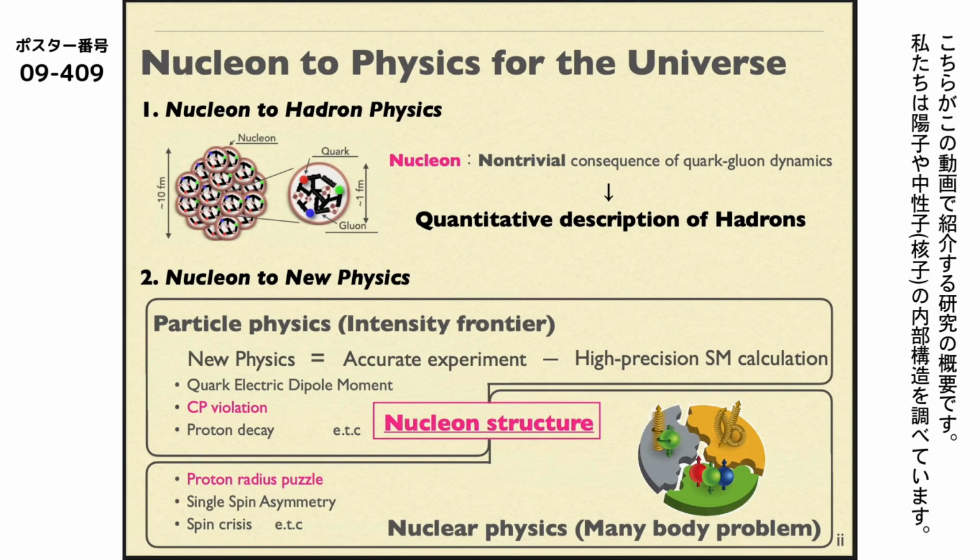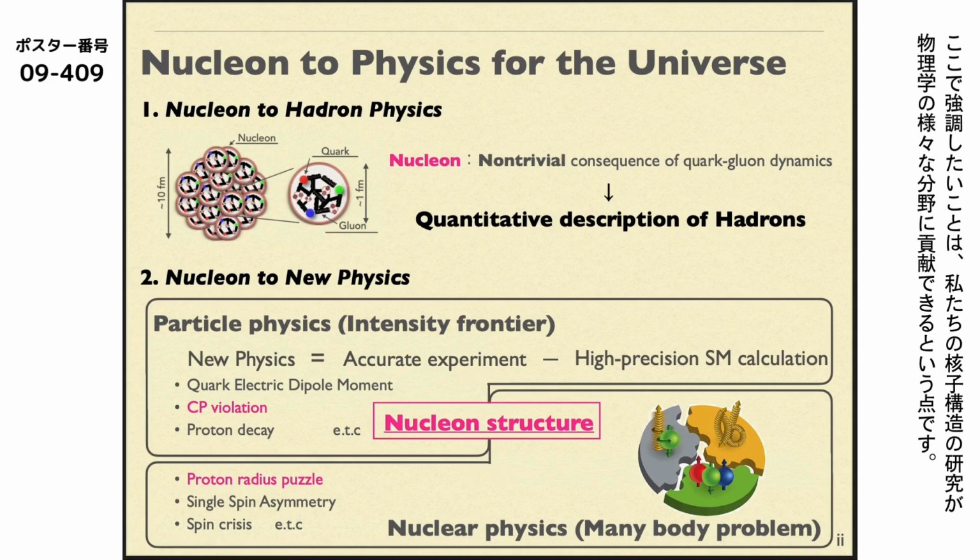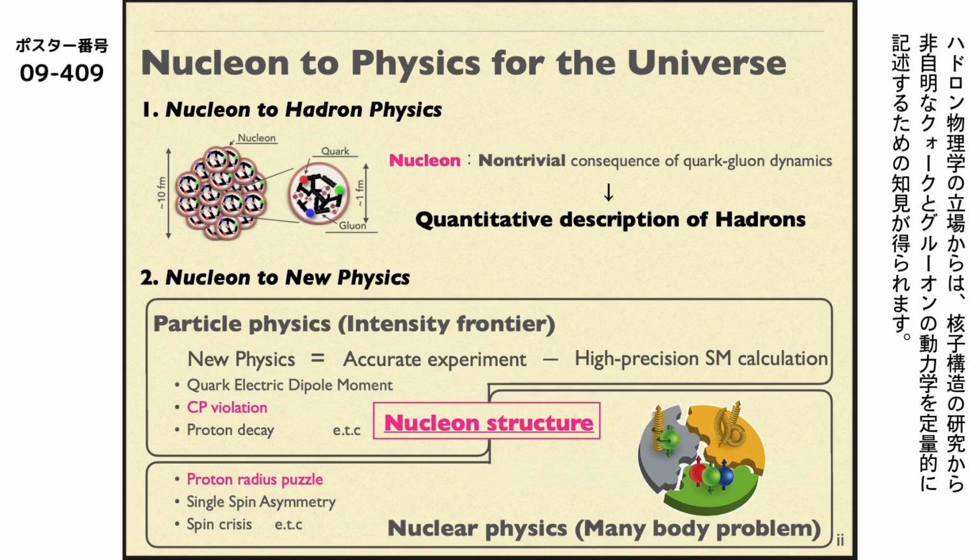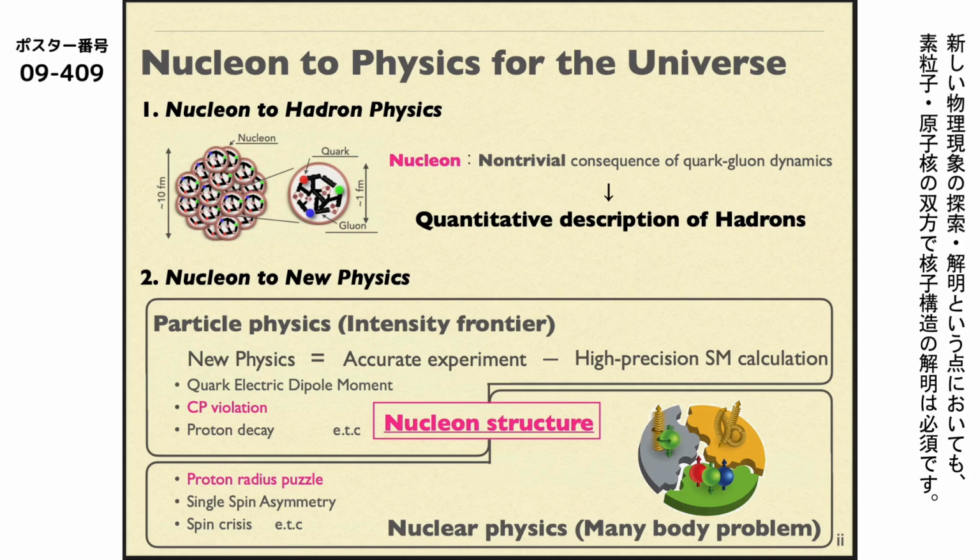This is an abstract of our research about the internal structure of the proton and the neutron, in short, nucleon. What I emphasize here is that nucleon structure studies have great contributions to a wide range of physics. For example, from the aspect of hadron physics, this study gives a quantitative description of non-trivial quark-gluon dynamics. In addition, nucleon structure study is the key to closing in on new physics in both particle and nuclear physics.